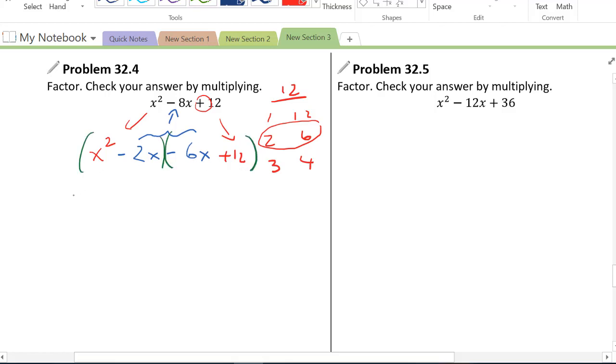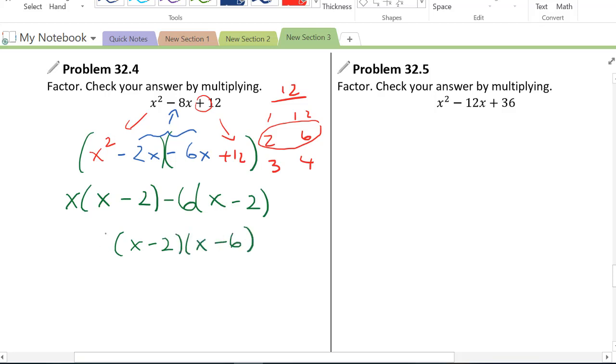What can I factor from the first two? We can pull out an x. What's left over? x minus 2. What can I factor from the next two? A negative 6, right? Remember, if that term's a negative, you're always going to pull out a negative. That's left with x minus 2, right? All the signs change. So now what's in common? x minus 2 is in common, and then x minus 6 is in common. All right, and that's it.